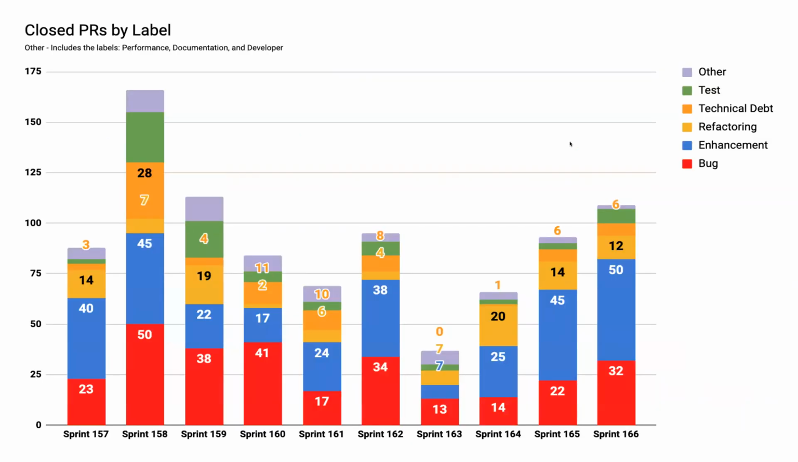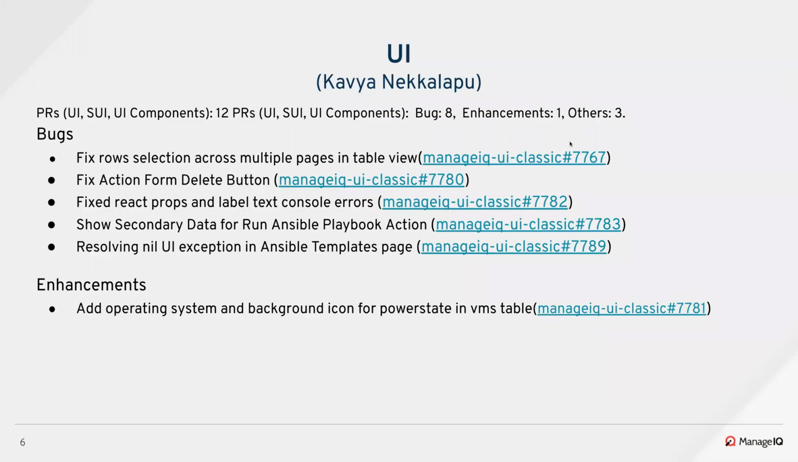As to the breakdown of the pull requests merged, 32 were bugs, 50 were enhancements, 12 were refactorings, and the rest were sprinkled around. And with that, I will turn it over to Kavya.